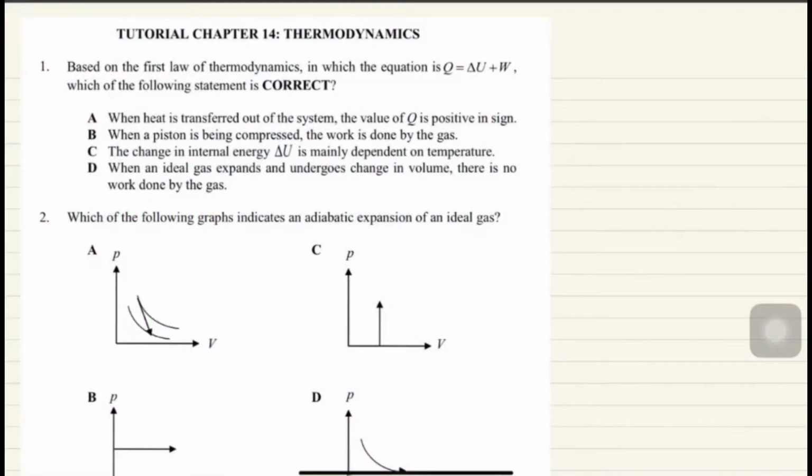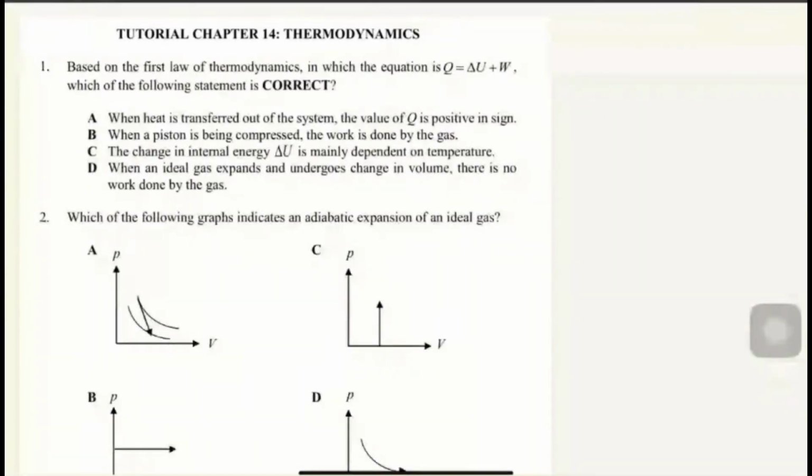Okay, so tutorial 14, question number 1. We start with the objective question. Based on the first law of thermodynamics, in which equation is Q equals to delta U plus W? So this one is the first law of thermodynamics equation. Which of the following statements is correct? Okay, mana satu yang betul? C sir yang betul. So the answer is C.